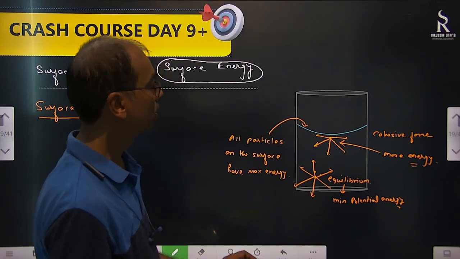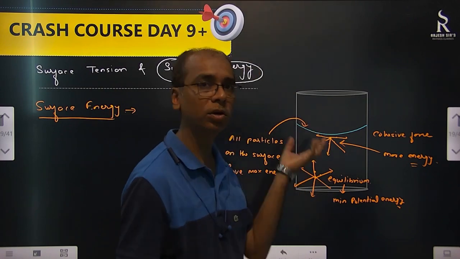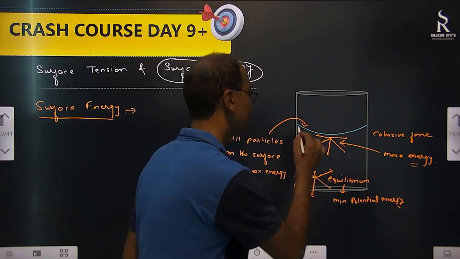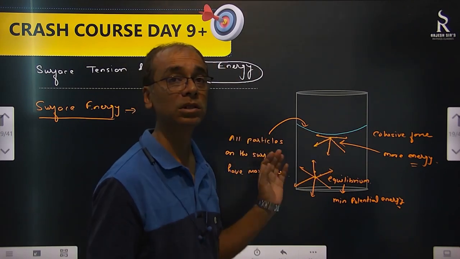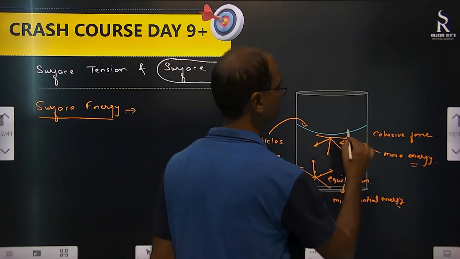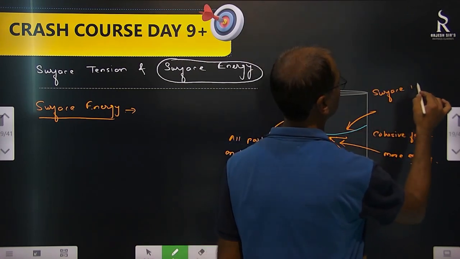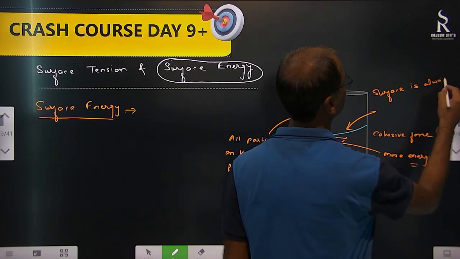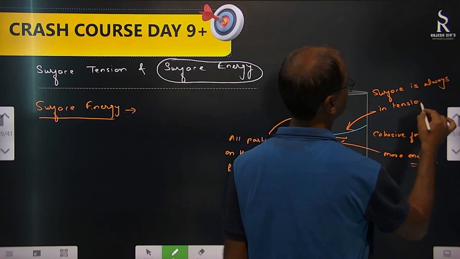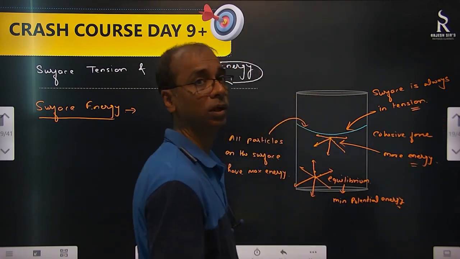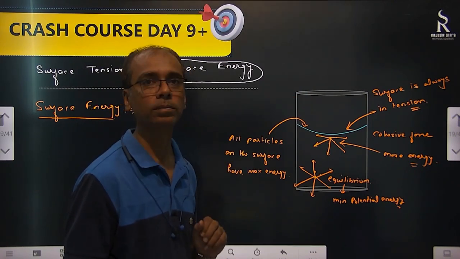Okay, and because of this, as we are saying there is a constant force on these particles at the top downwards, this layer is also not straight. It is curved. So it is curved means it is always in tension. The surface is always in tension because it is stretched. This is what we are calling surface tension. So it is always curved, the top surface.